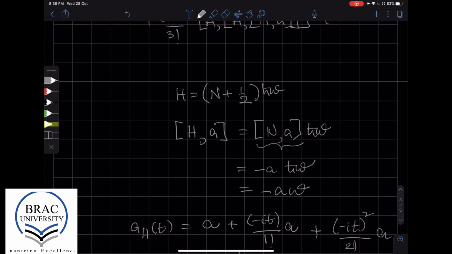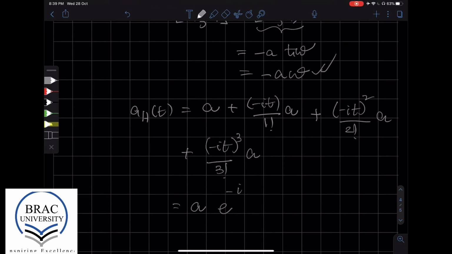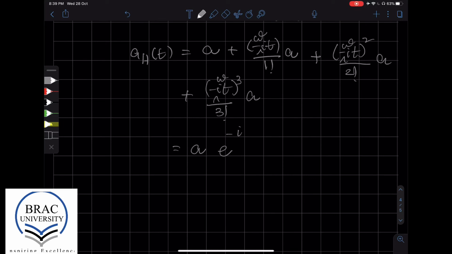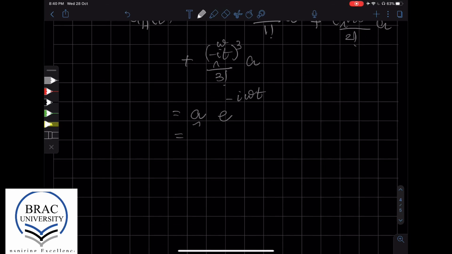Sorry. There's also the factor of omega, so there should be omega inside the bracket. Here there should be omega. So we get e to the power a e to the power minus i omega t. But the a here is nothing but a_H at time 0. We get e to the power minus i omega t.